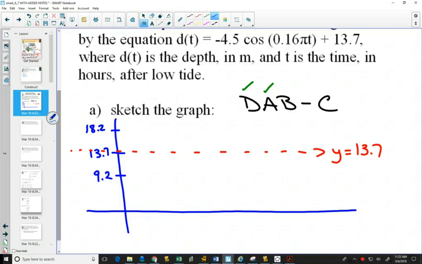Your B value helps you find your period. Your period is 2 pi divided by your B value, which in this case has some very not nice numbers. 2 pi divided by 0.16 pi. Those numbers are not nice enough that you'd be able to do it without your calculator. I believe you get 12.5.